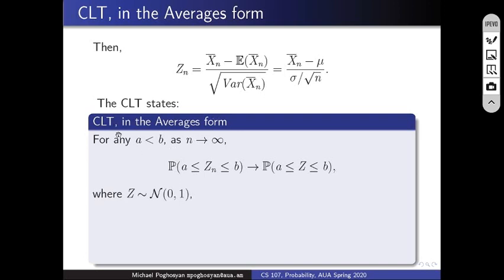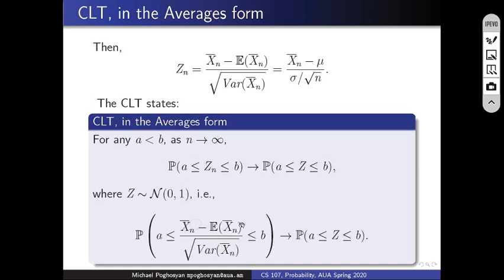So CLT states, for any A and B, as n tends to infinity, the probability that Zn is between A and B is tending to the probability that Z is between A and B. Z is standard normal. We know how to calculate this probability, this number. Then we will be able to approximate this. Or if I plug in the value of Zn, I will have the following. Probability that A is less or equal than standardized Xn bar is less or equal than B. This is tending to the probability that Z is between A and B. Z is standard normal.